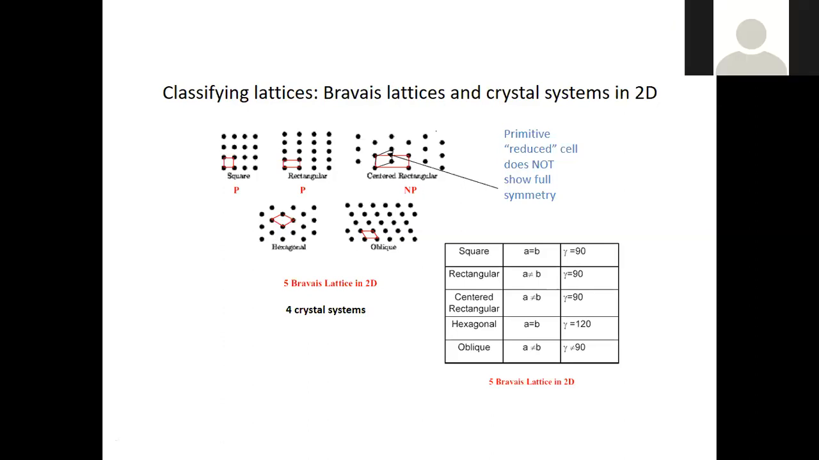Right. So my question is opposite. Why wouldn't you make the centered rectangular hexagonal? Because there's no hexagonal symmetry. And there's no hexagonal symmetry because A and B are unequal. So unless A is equal to B, this six-fold axis is eliminated.